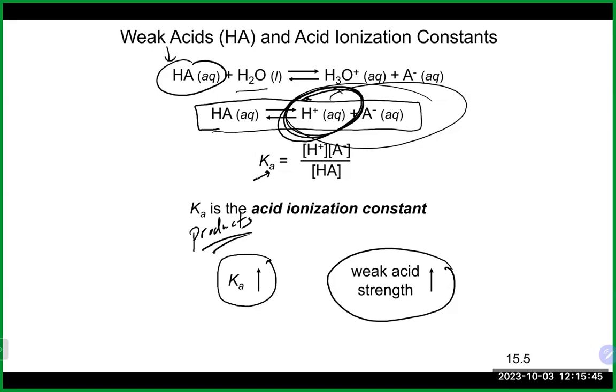But if you want to compare between two, say, weak acids, you can use the Ka value, and the one that has the larger Ka value should be the stronger weak acid. If any of that made sense, I hope you have any questions on that.